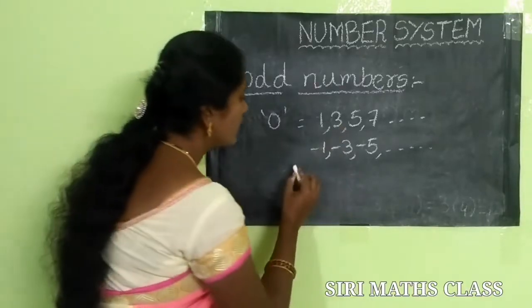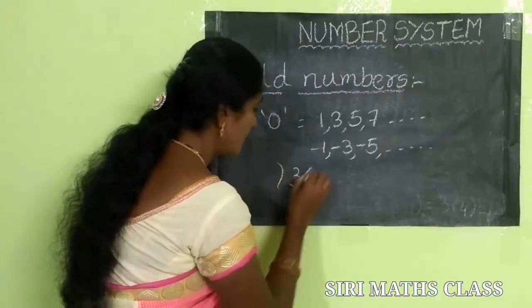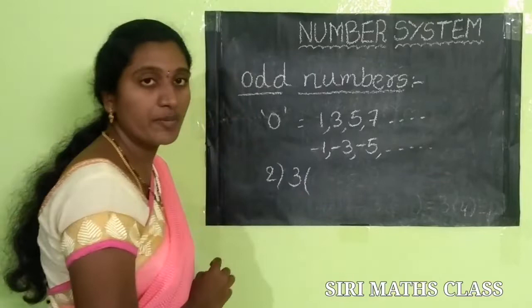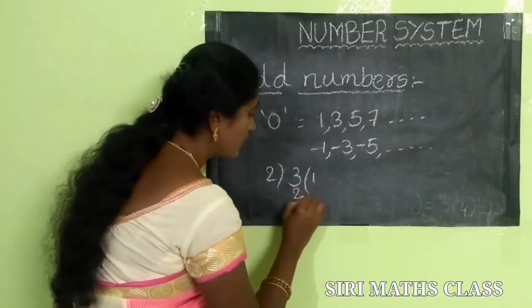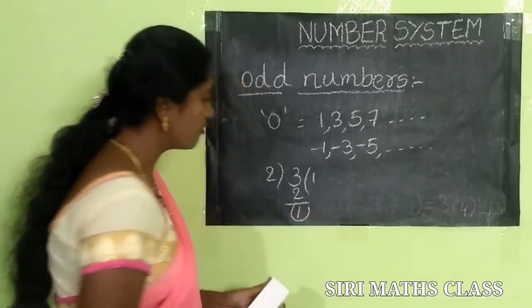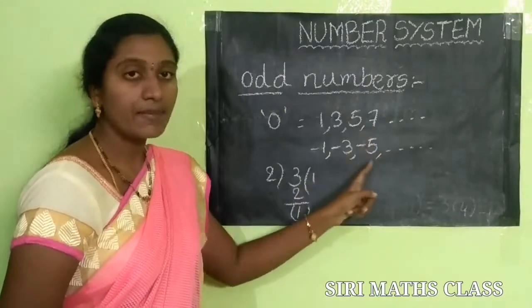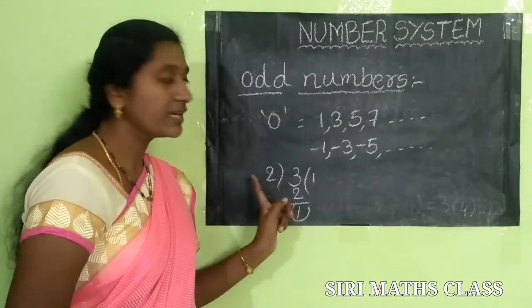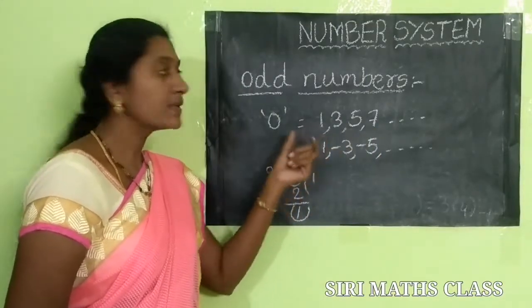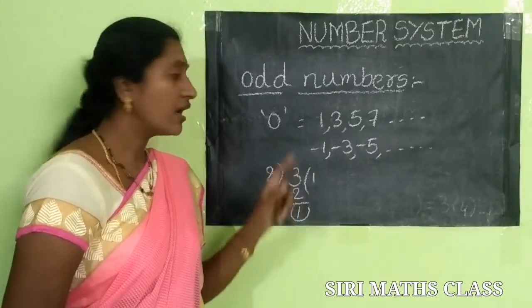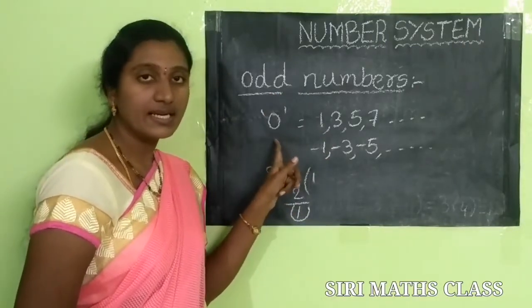See here, the number which is divided by 2: 2 ones are 2, what do we get as the remainder? 1. So take any number, and we get the remainder 1 when divided by 2. These numbers are called odd numbers. Odd numbers are denoted by the letter O.